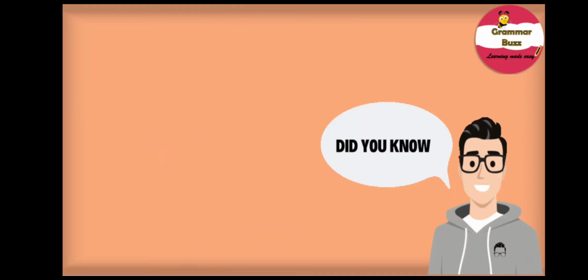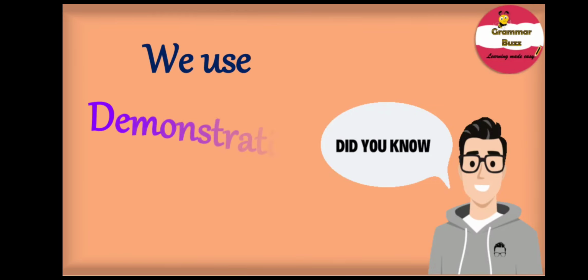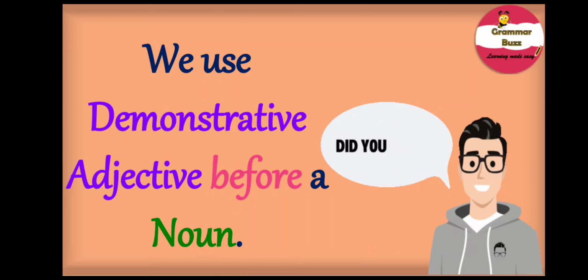Okay, so here we have our Did you know? Did you know that we use a demonstrative adjective before a noun? Yes, demonstrative adjectives are always used before nouns to modify them. And that is the easiest way to identify them, as they are always followed by a noun or a naming word. And that's the job of any adjective, to describe or modify a noun. That's quite easy to remember, right? That demonstrative adjectives always come before a noun.